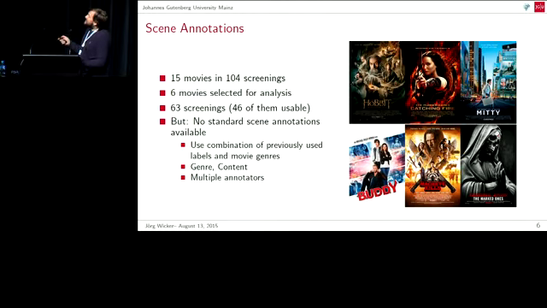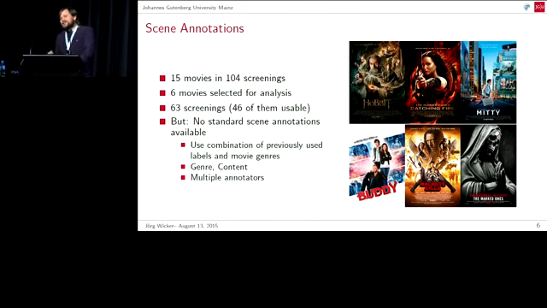In total, we had 50 movies and 104 screenings in these 4 weeks. But as we had to do the labeling ourselves, and I said it's really hard, we just selected these 6 movies for the analysis. And we labeled them by multiple annotators. And in total, then we had 63 screenings of these 6 movies. But due to problems in the measurements of the data, not all were usable, so 46 we could use, 46 screenings.